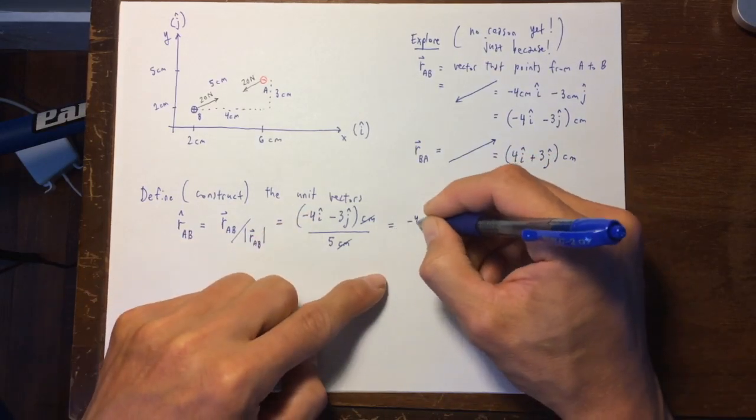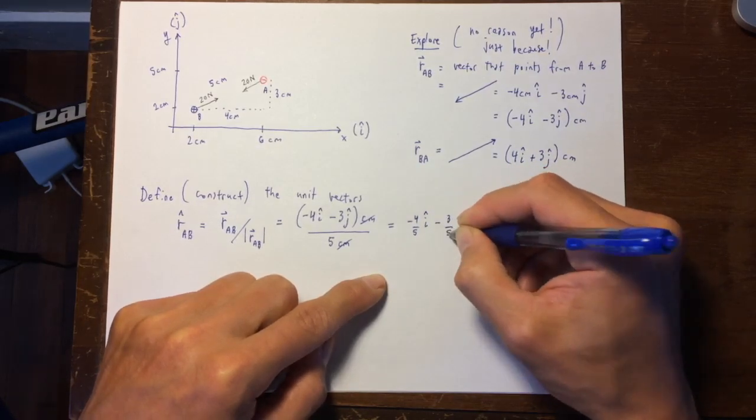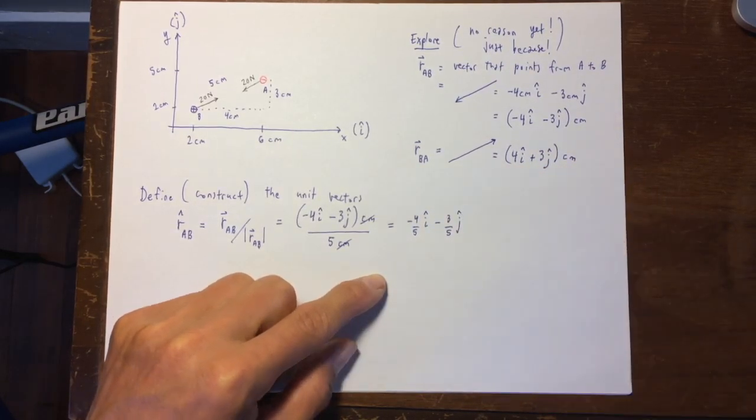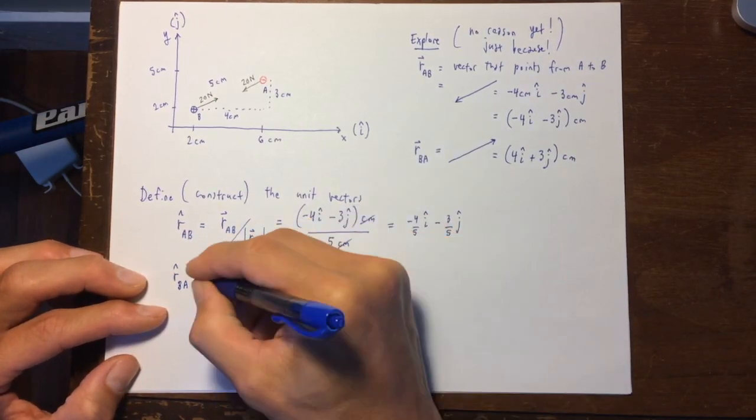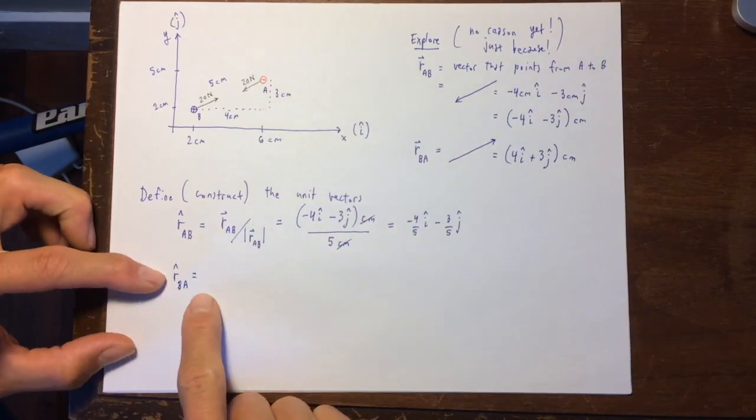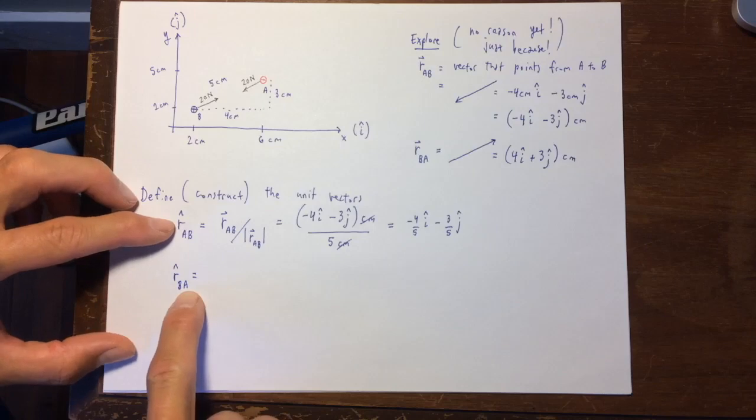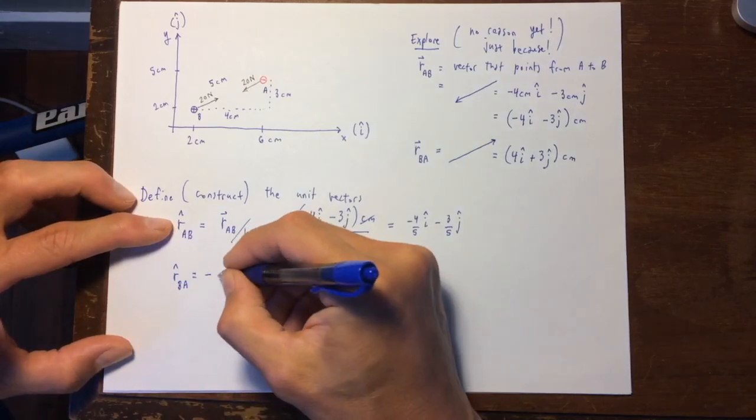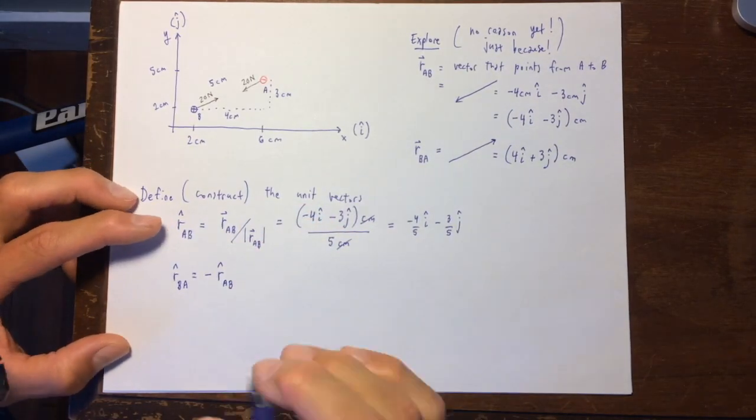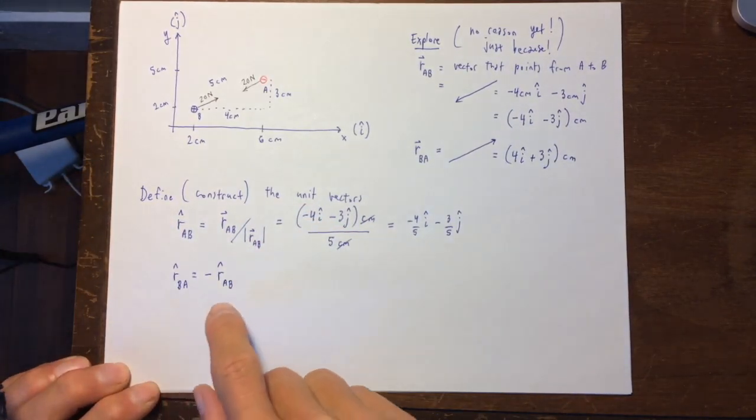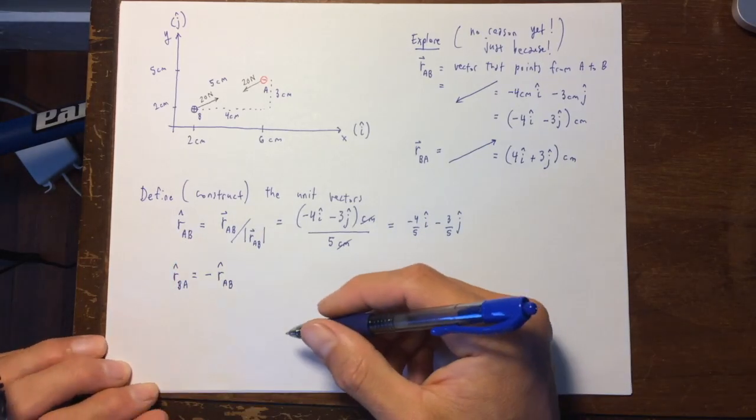So this is minus 4/5 i hat minus 3/5 j hat. And the unit vector from B to A, I bet you can show it to yourself, is going to be the opposite of the unit vector from A to B. This is just guaranteed because instead of pointing from A over to B, it points from B back to A. So it's just in the reverse direction.